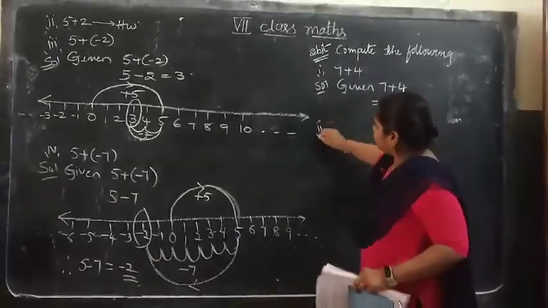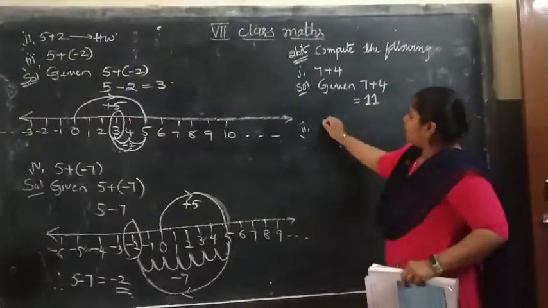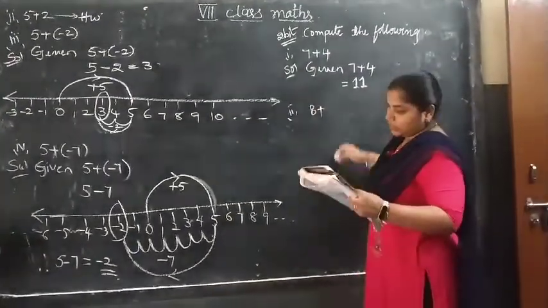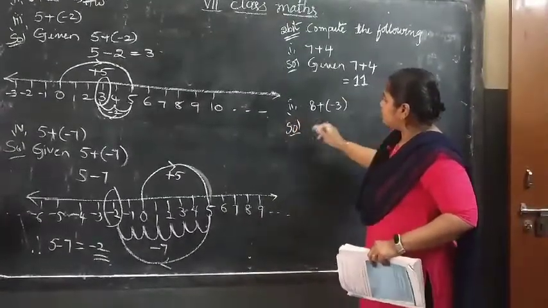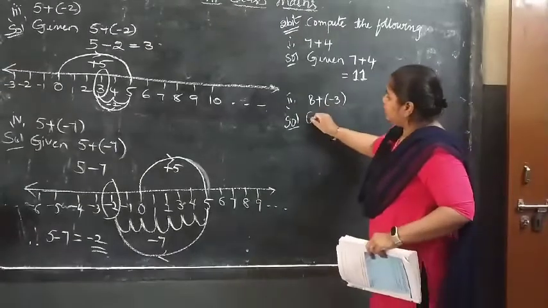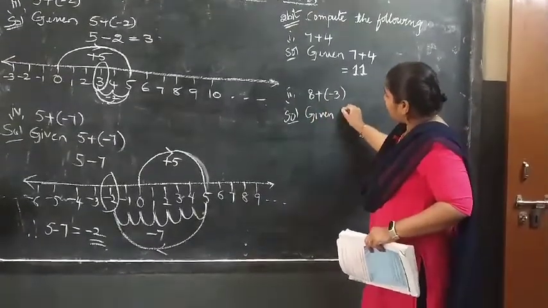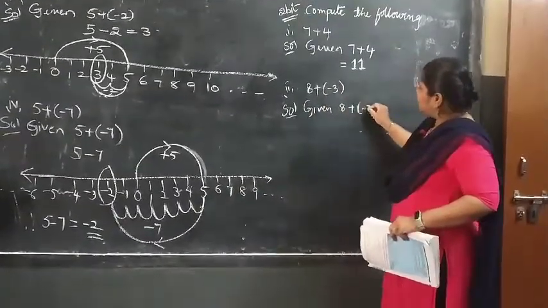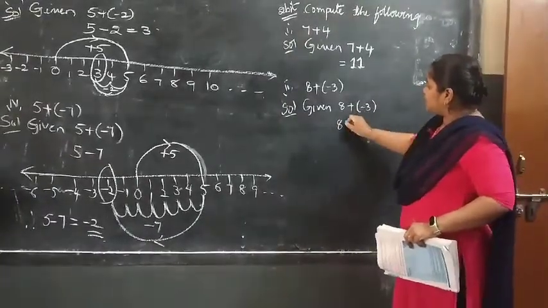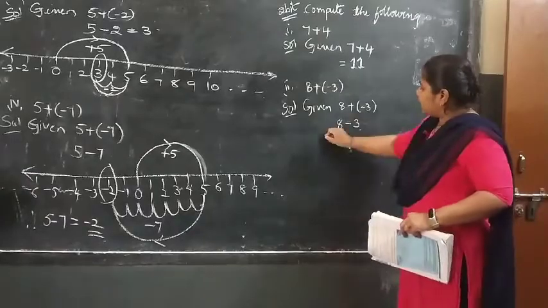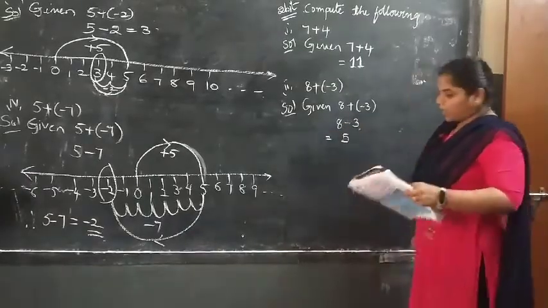Next, the second one, 8 plus -3. Here you are seeing a double sign, so convert it into a single sign. So given 8 plus of -3. So 8 as it is you write, plus into minus is -3. So 8 minus 3 is how much? 5.